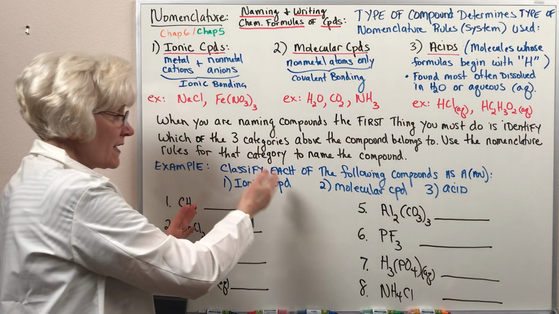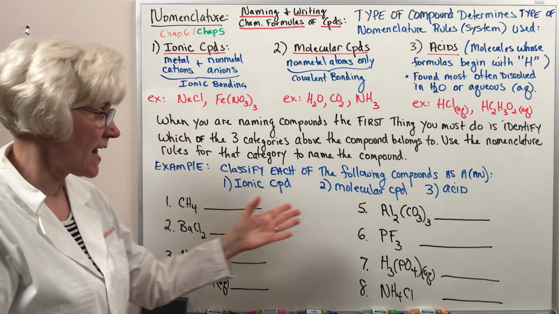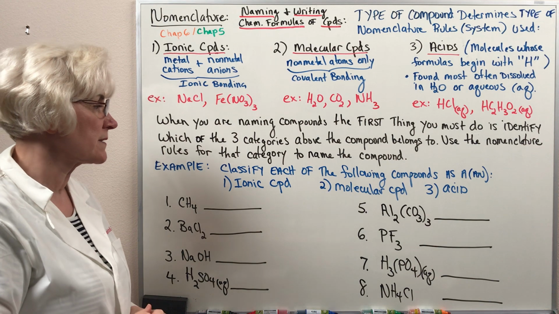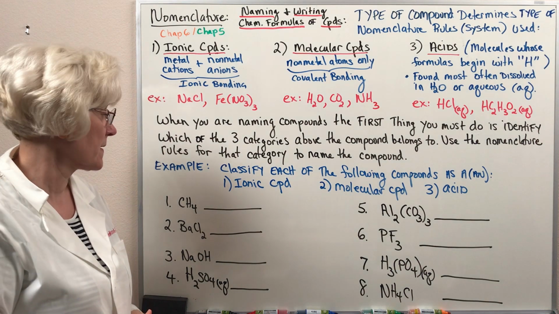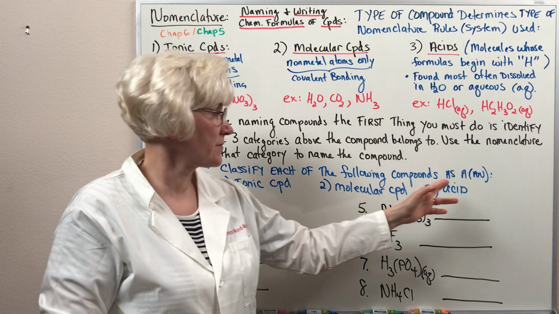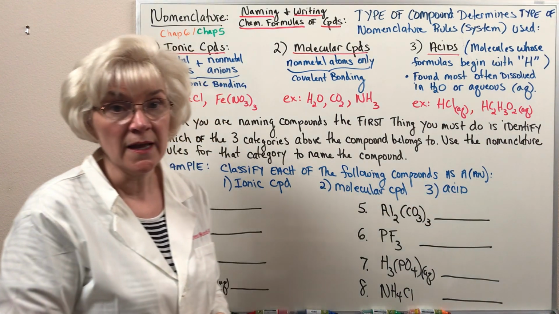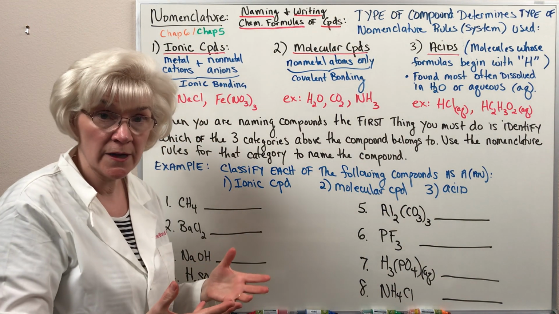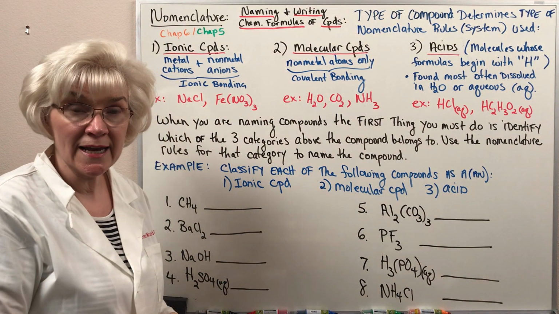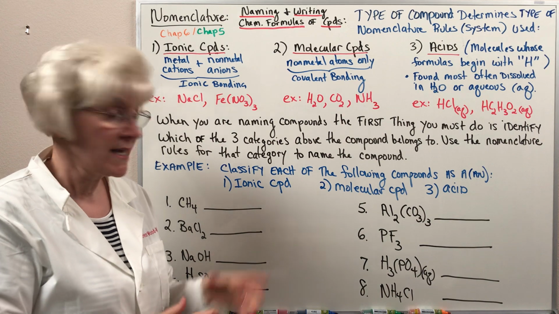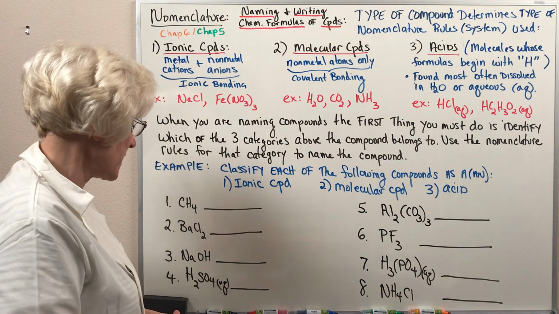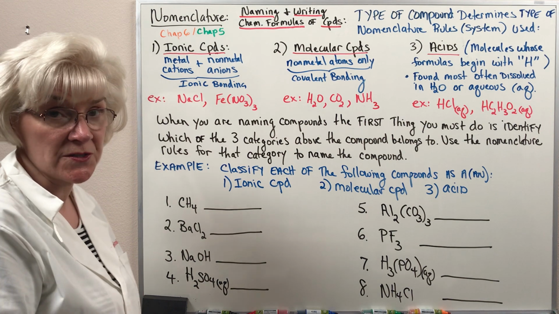Let's do an example here. I have listed 8 different compounds up on the board, and I would like for you to classify each of the compounds as either an ionic compound, a molecular compound, or an acid. You can pause the video at this time and try your hand at categorizing each one of these substances, and then join me as we take a look at the answers.